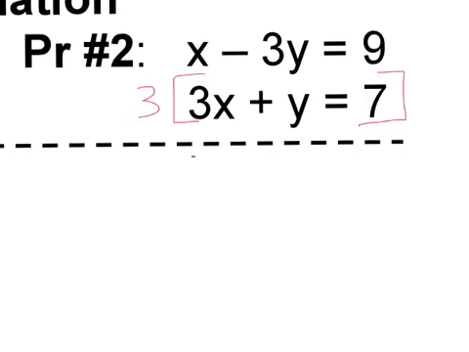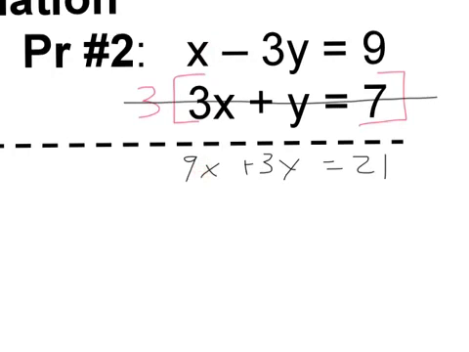3 times 3x is 9x. 3 times y is positive 3y. And 3 times 7 is positive 21. Now I'm going to just cross this out, and I'm going to add the top equation and the bottom equation together. And notice now I have a negative 3y and a positive 3y, and they're going to cancel out.